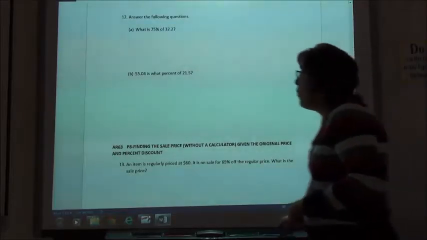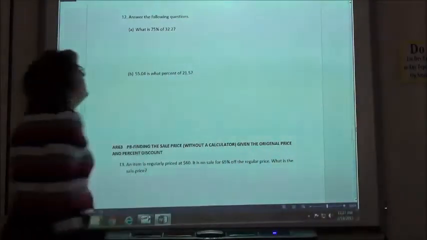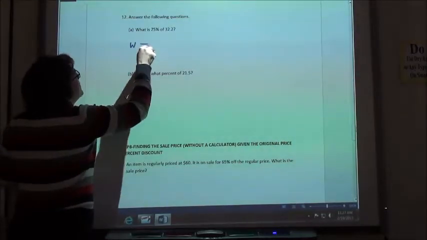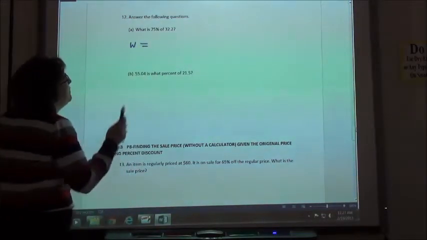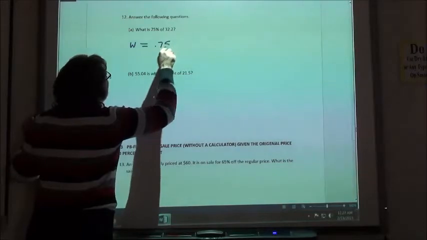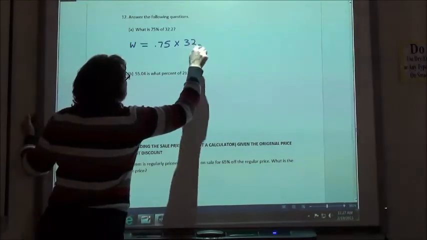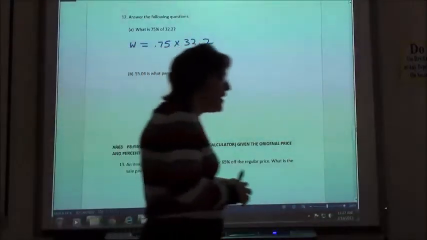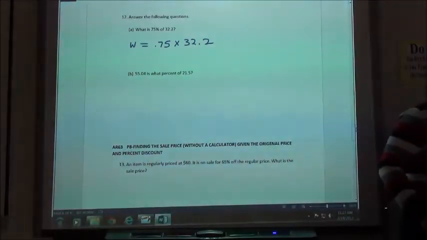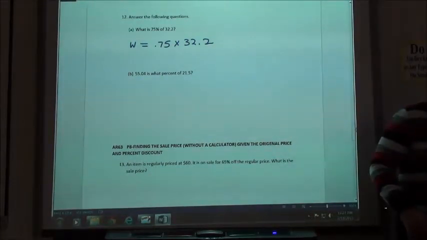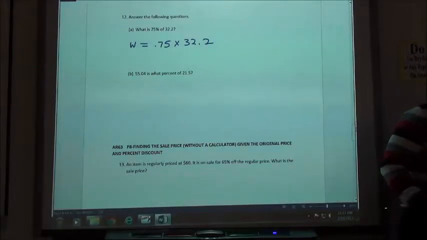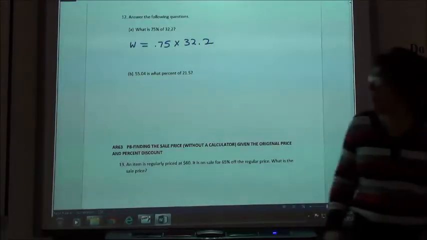Number 12, what is 75% of 32.2? So what is 75%? 75%, 0.75 of 32.2. That one's not too bad. 75% is 0.75. Again, these are on the same side. We're just going to multiply. So 0.75 times 32.2 gives me 24.15.